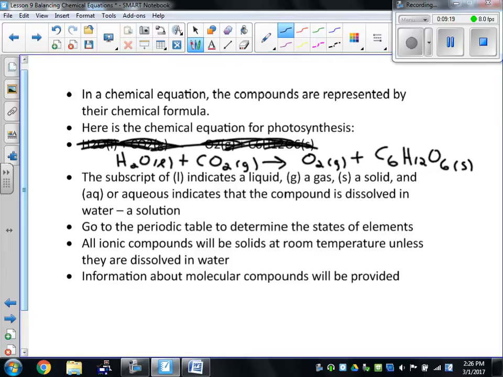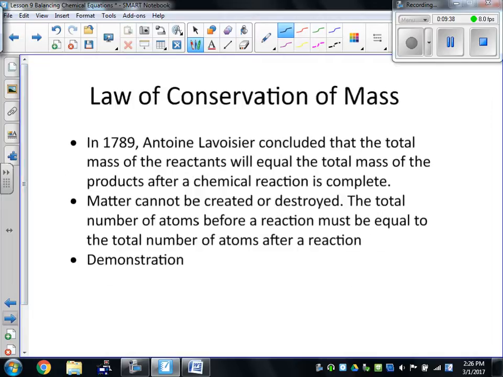Information about molecular compounds will be provided because molecular compounds have a wide variety of states. Water is a liquid. CH4 would be a gas. And then we got sugar, which is C12H22O11, and that's a solid. So there's a wide variety of that there.